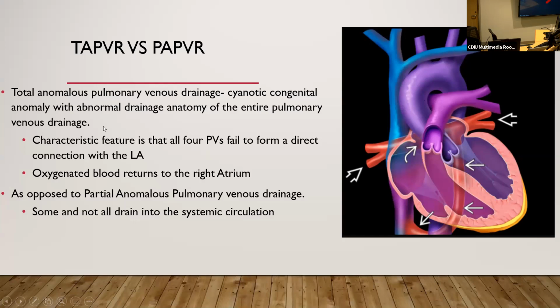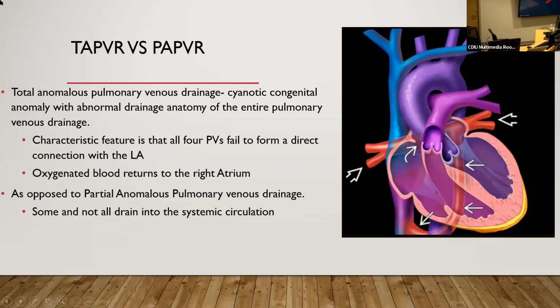So with the total anomalous pulmonary venous return, all 4 pulmonary veins fail to form a direct connection with the left atrium. So there's nothing that goes to the left atrium. Instead, you have oxygenated blood returning to the right atrium. And then for survival, you would need an ASD so that there is blood transferred from the right to the left atrium.